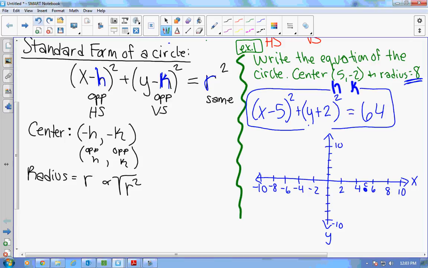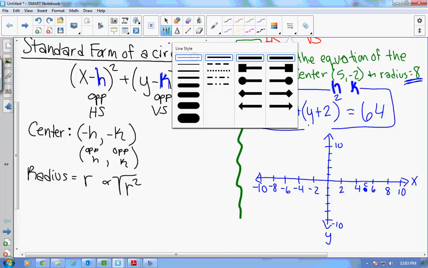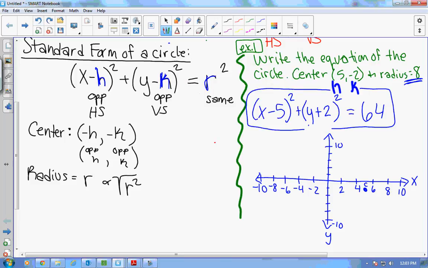From the center, every point on the circle is equidistant. Is that how circles work? Every point is equidistant from the center of the circle, and we use the radius to do that. So if my radius is 8, I'm going to find 4 more points to plot.